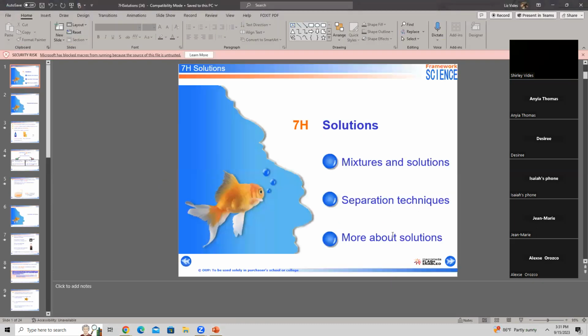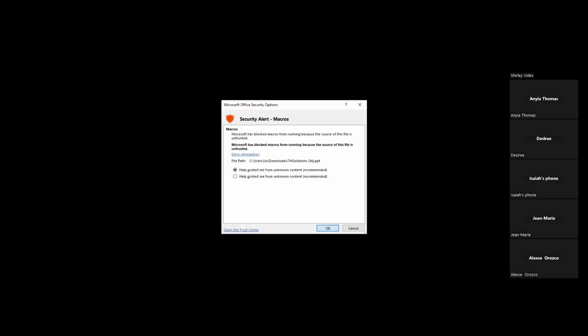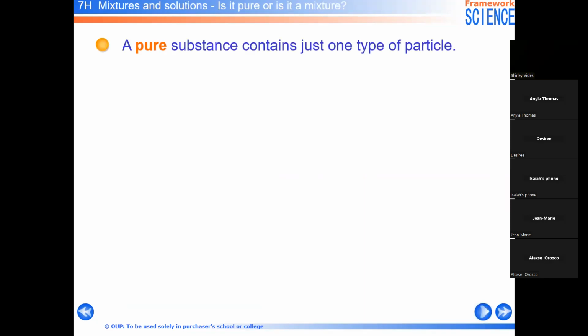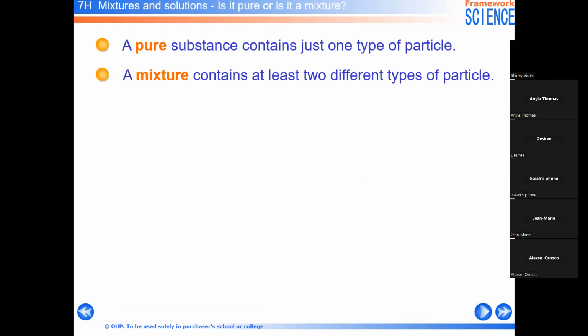Okay, so in this case, we're going to look at some mixtures and solutions. Just to recap, a pure substance contains only one type of particle, but a mixture contains at least two different types of particles. And by particles, we mean either atoms or molecules. A liquid can be pure or it can be a mixture, right? We can have pure water or we can have mineral water, for example.